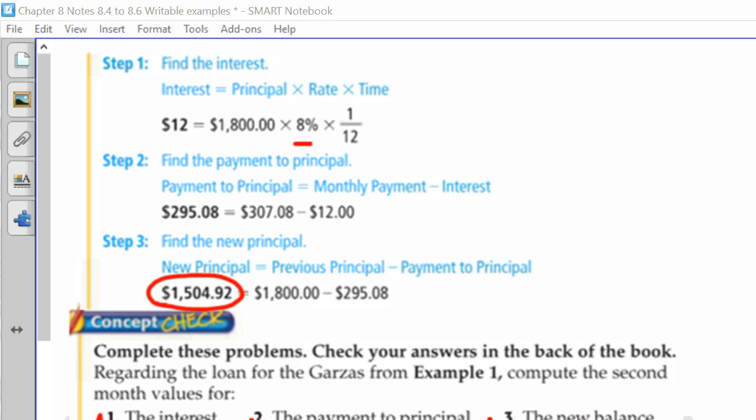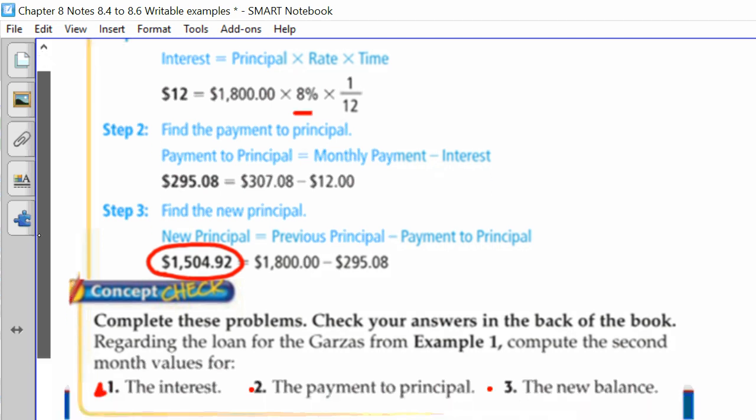All right, let's pull up our calculator and do that math together. All right, so here's our calculator. So we got our 1504.92 times the 8% and dividing it by 12. So now instead of the $12 in interest, we only have to pay $10.03, and that's the interest. Okay.